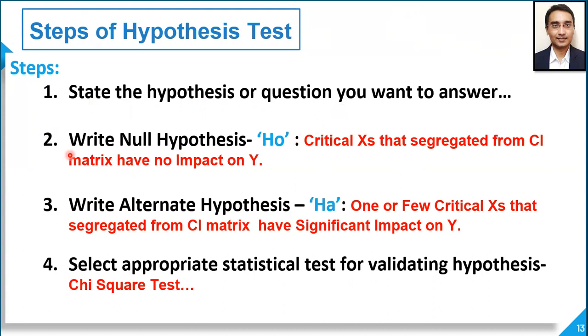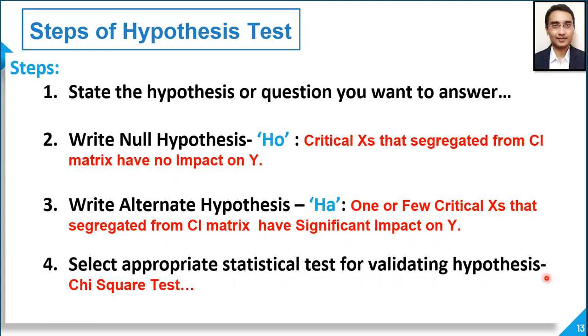So step number two, write the null hypothesis. What is the null hypothesis, which we already have seen on a previous slide, right? So critical X's that segregated from the C&E matrix have no impact on Y. That's the null hypothesis. Third step, write the alternate hypothesis. That is, one or few critical X's that segregated from the C&E matrix have significant impact on Y. Then step number four, select an appropriate statistical test for validating the hypothesis. We need to select the right statistical test. So which test are we going to select?